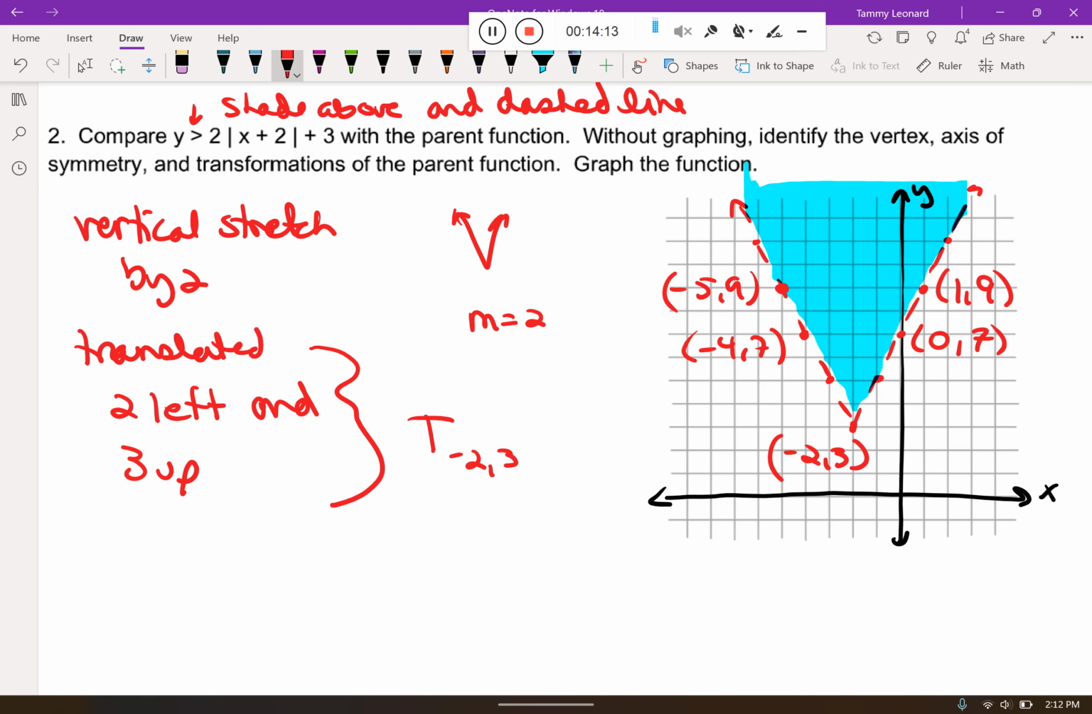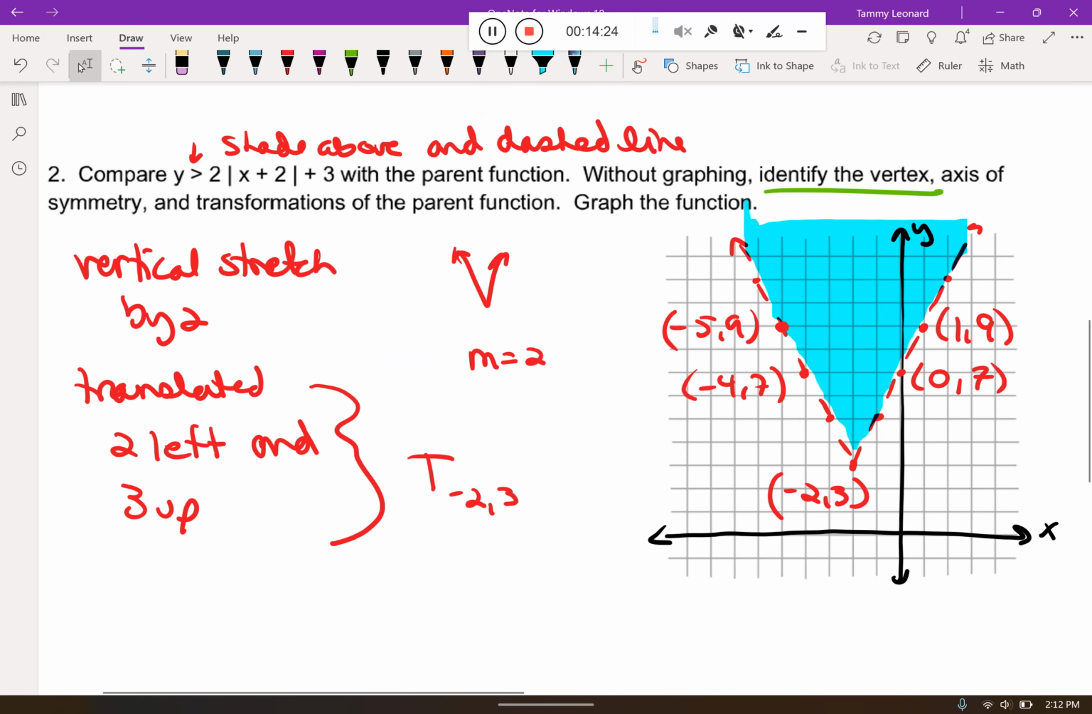Oh, wait, not quite it. There was some other stuff that they asked us. Now, we did it out of order. It says without graphing. But we planned it all out before we graphed. We already knew what the vertex was going to be. What was it going to be? Negative 2, 3. Now, here's something we have not talked about.